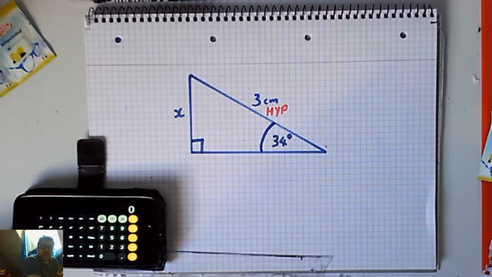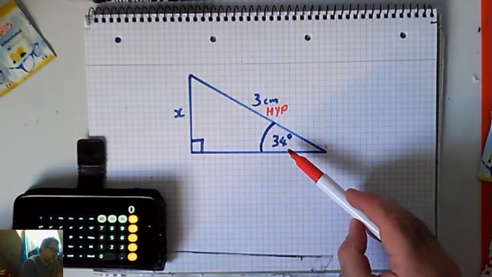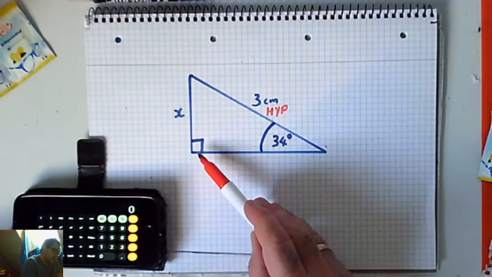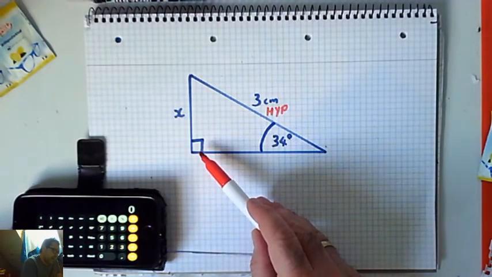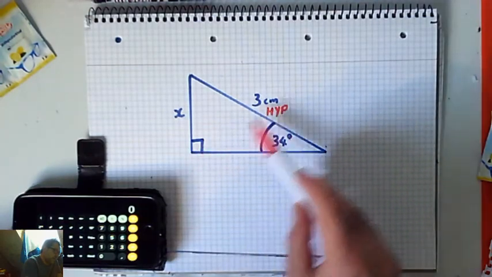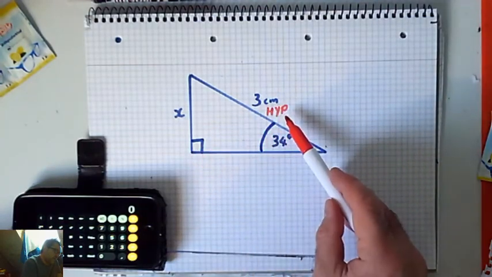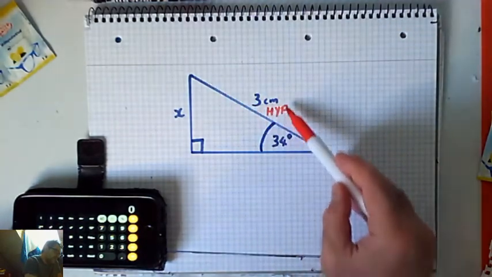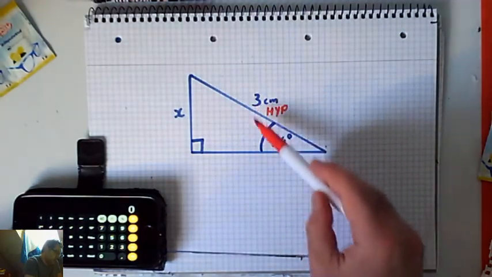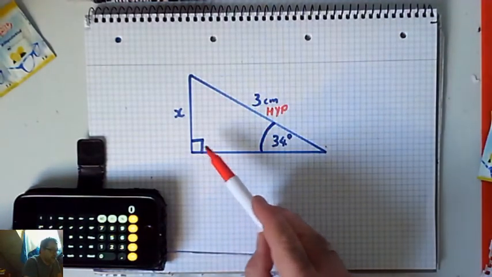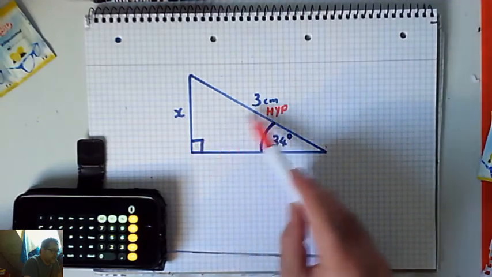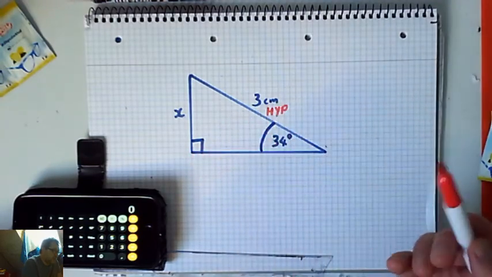So I've drawn out the diagram on my pad for the first part of question 1, and it's got a 34-degree angle, a right angle there of course, and it's got a side of 3, and that's the longest side, so I've labelled it as the hypotenuse, or just hype for short. I know it's the longest side because it's opposite to the 90-degree angle.